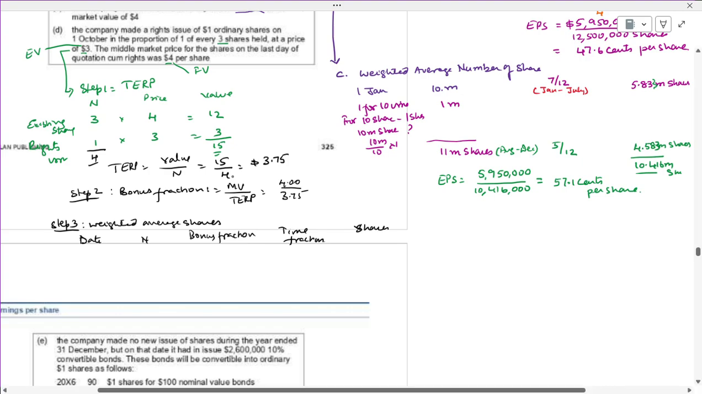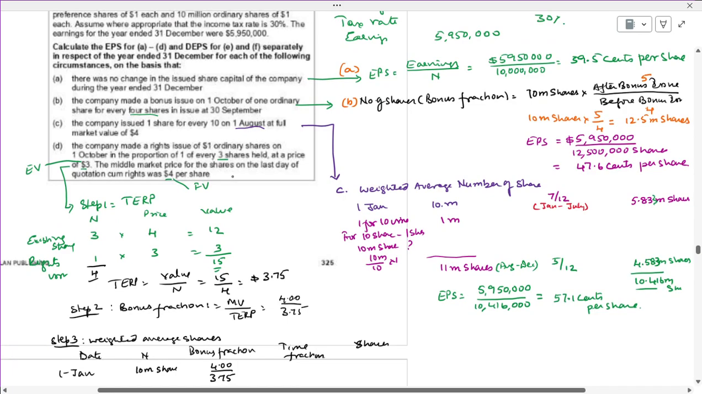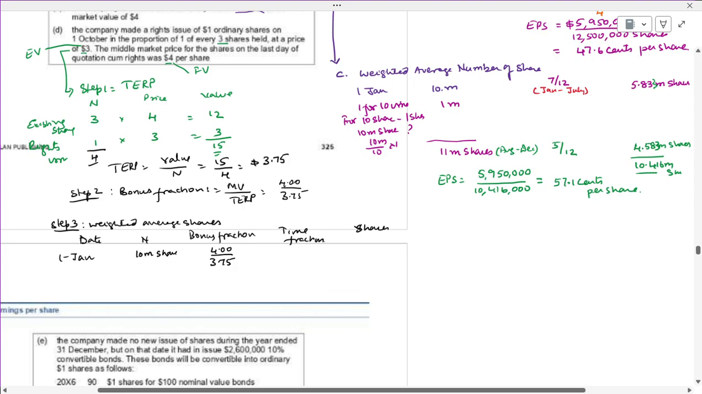Date is 1st January. How many shares are there? 10 million shares. Bonus fraction is 4 divided by 3.75. They issued on 1st October, which means you have to calculate the date up to 30th September. Till September, how many months? 9 months. So the time fraction is 9 divided by 12.